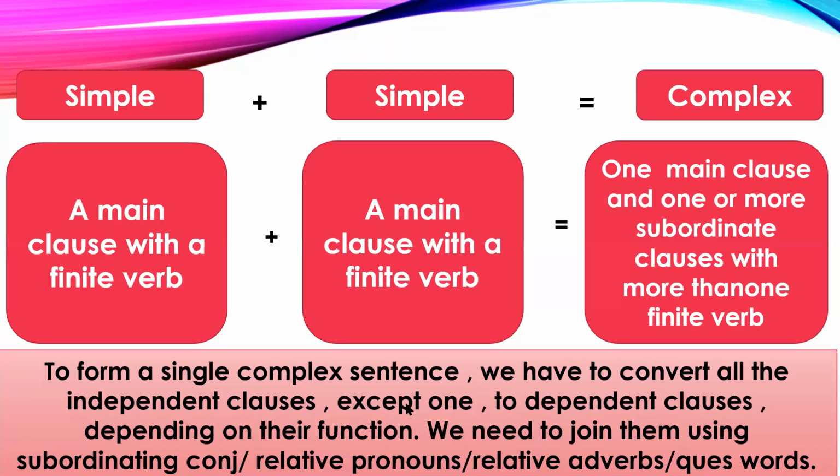Depending on their function, we have to convert all the independent clauses except one into dependent clauses, because a complex sentence has only one main or independent clause. Rest have to become dependent clauses in order to make it a complex sentence. And then how do we make it a complex sentence? We need to join them using either subordinating conjunctions or relative pronouns or relative adverbs, or using question words.